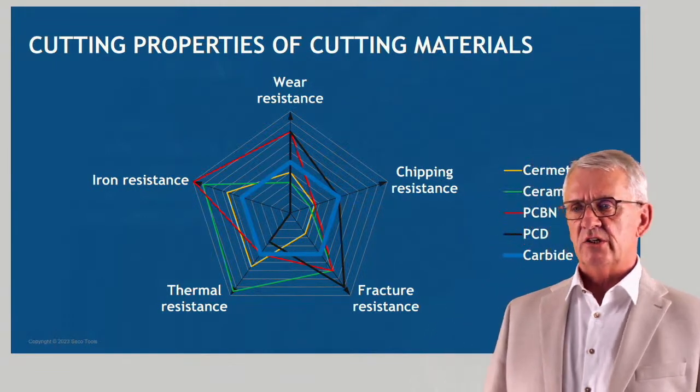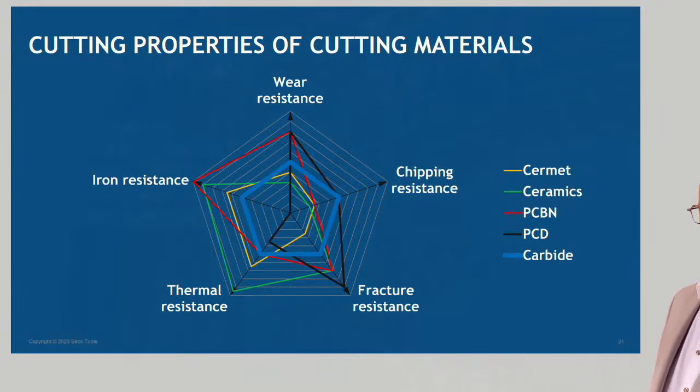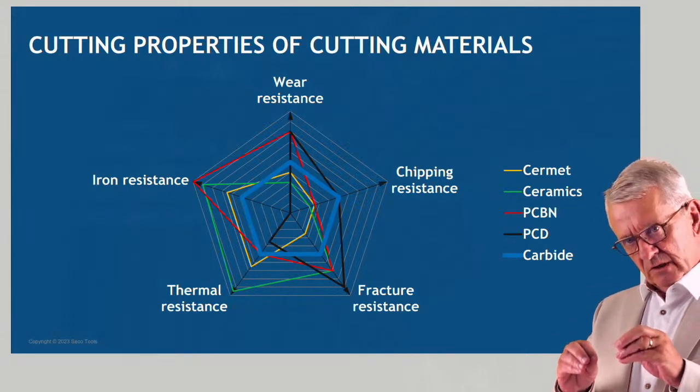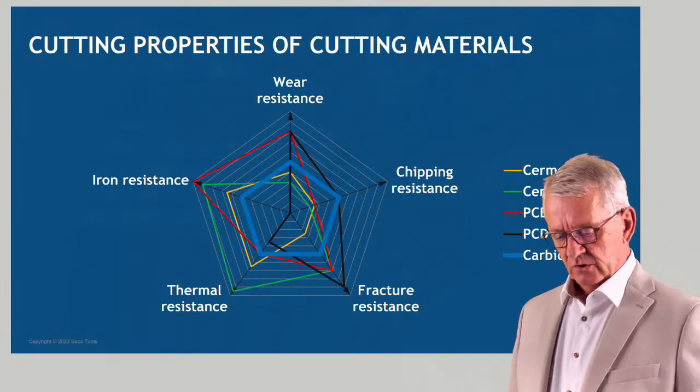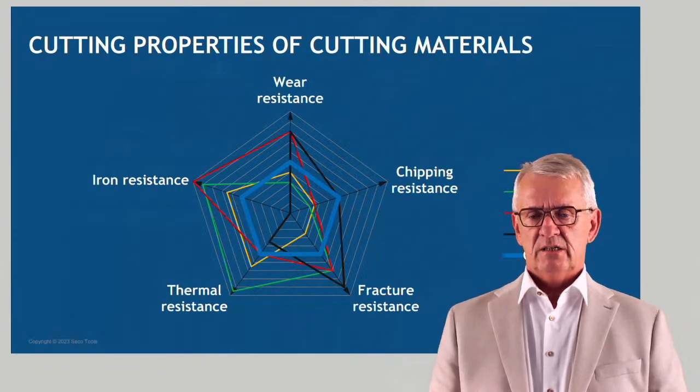And what you see here is another type of diagram where I rank the five families we talk about, the ceramics, PCBN, PCD, and carbides, based on how they behave when it comes to these five properties. And going in depth about this, that is what we are going to do when we discuss in more detail the possibilities of these materials.